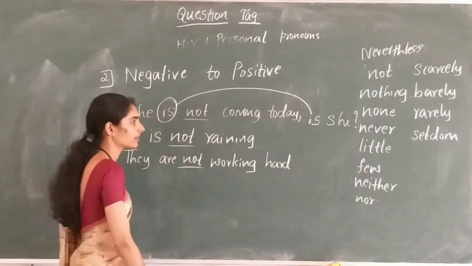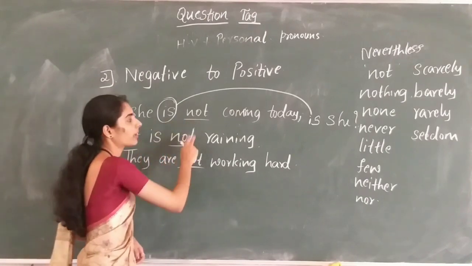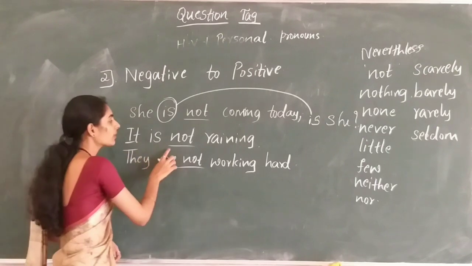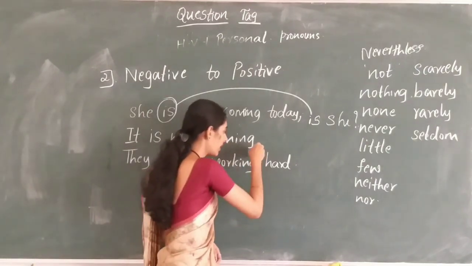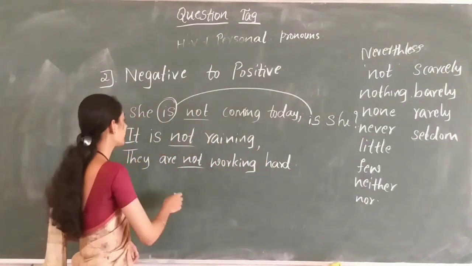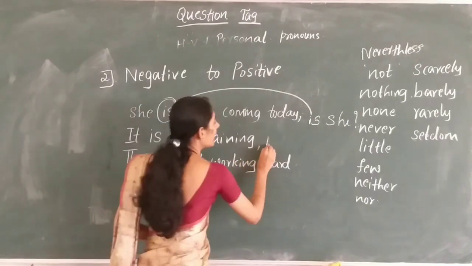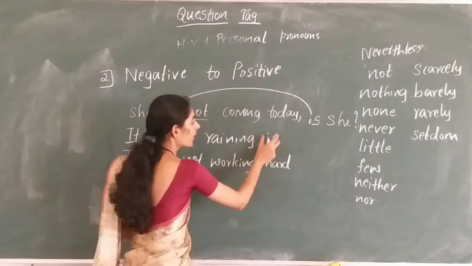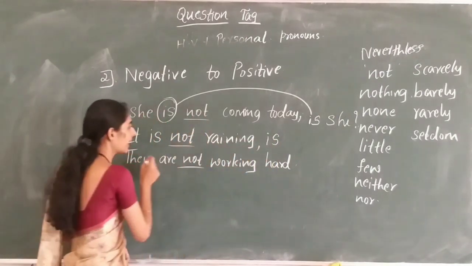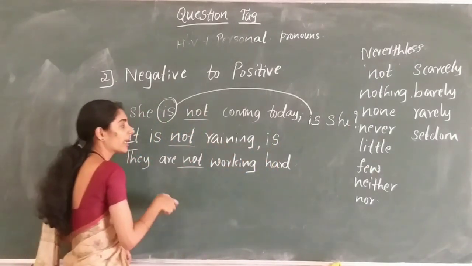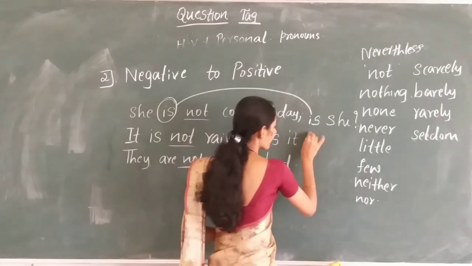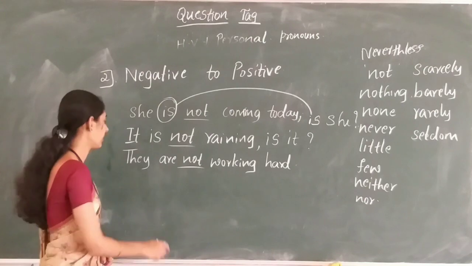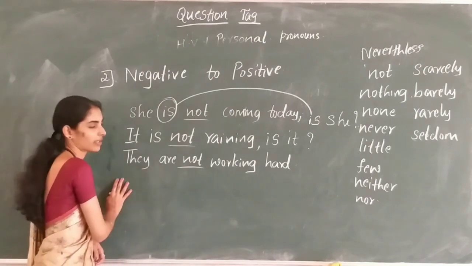Question mark. This is very simple. She is not coming today. Is she? So in that way, look at the next one. It is not raining. Again, the same thing. Write is. Take the same is at the end of the statement and then write the pronoun. Is it? So it is not raining. Is it?